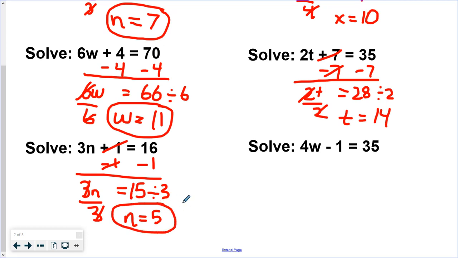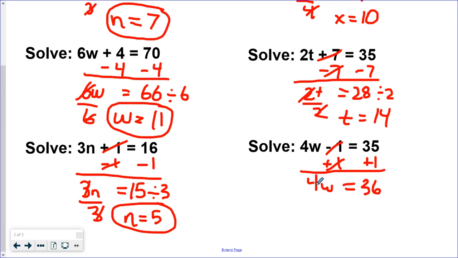Okay. Last one here. I have 4 times w, and I'm subtracting 1 to equal 35. Since I know the answer, I want to get rid of the addition and subtraction first. So what is the opposite of subtracting 1? The opposite of subtracting 1 is adding 1. So I'm going to add 1 to both sides. And when I add 1 to both sides, I have 4 times w. Negative 1 plus 1, those cancel each other out. I have 35 plus 1, and that's going to equal 36.